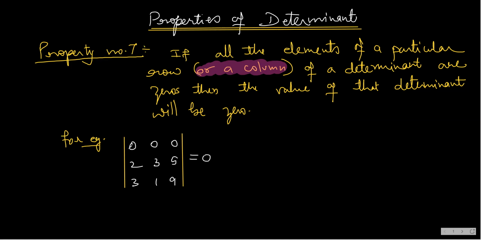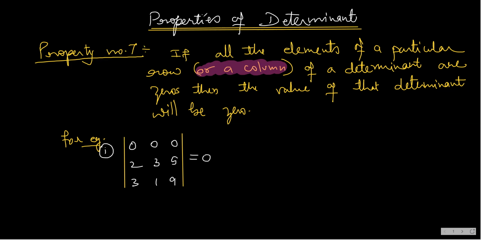Remember that here I have all the elements of R1 as 0. If this had been R2, you still could have written 0. If it was R3, all the elements 0, still it is 0.